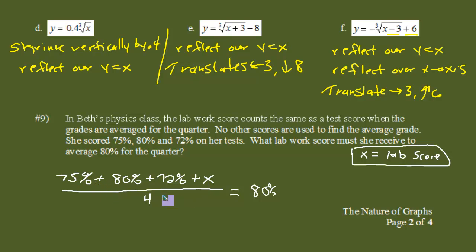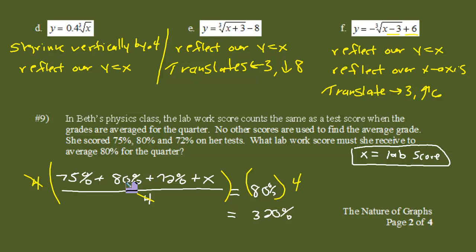So adding up these 4 numbers, dividing it by 4, it should give us an 80%. So if we were to do a couple of things here on this first step, if we were to multiply both sides by 4, on the left the 4's cancel. On the right, 8 times 4 is 320%.